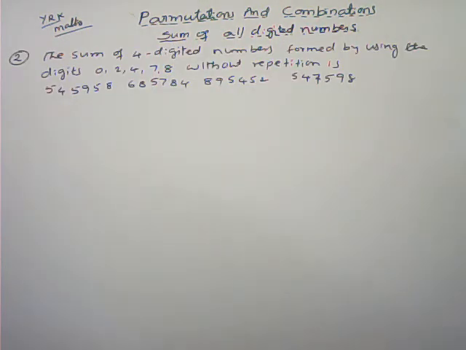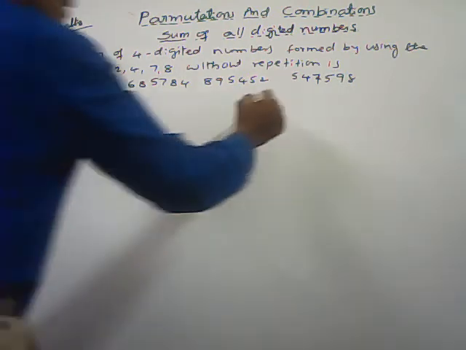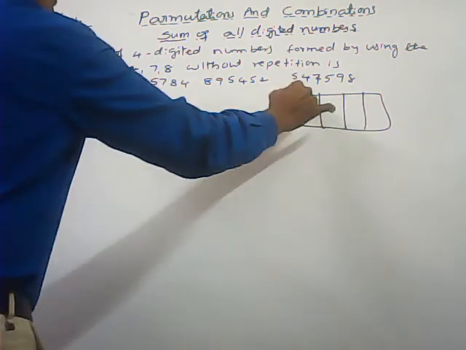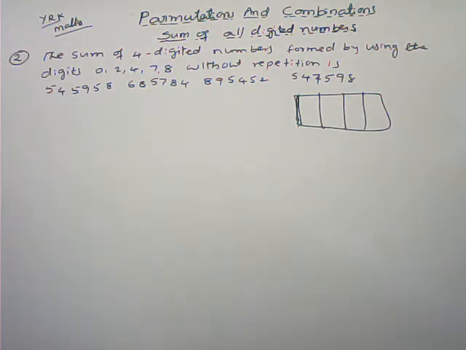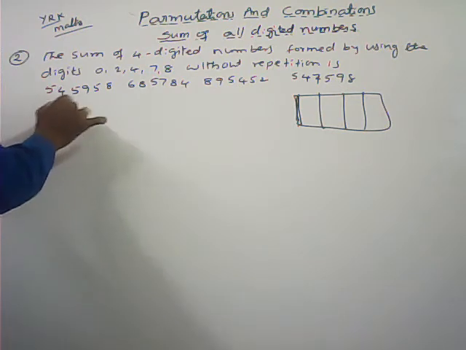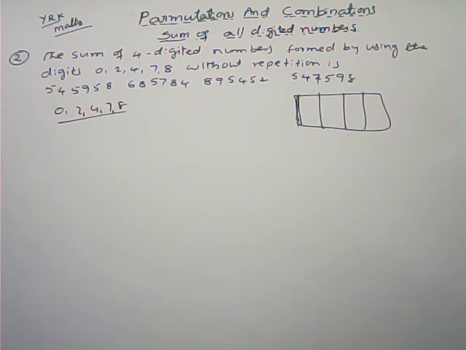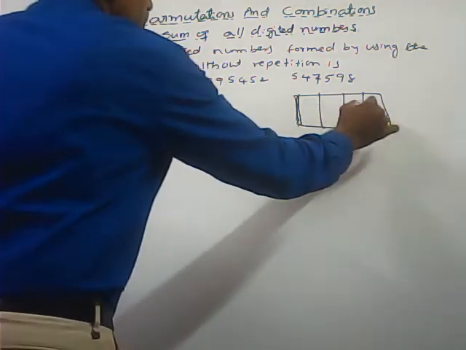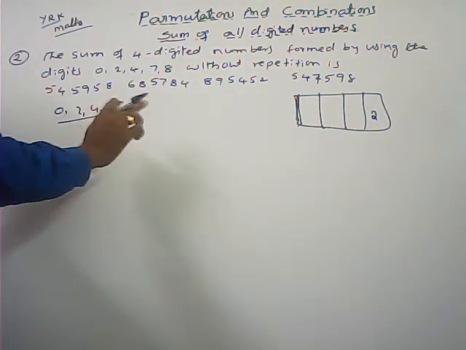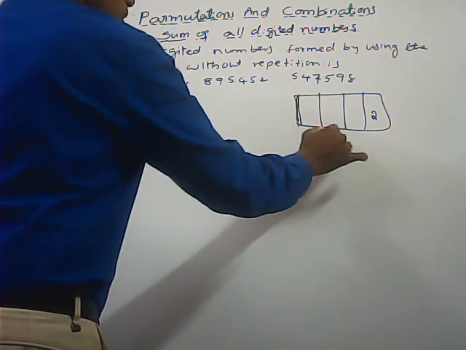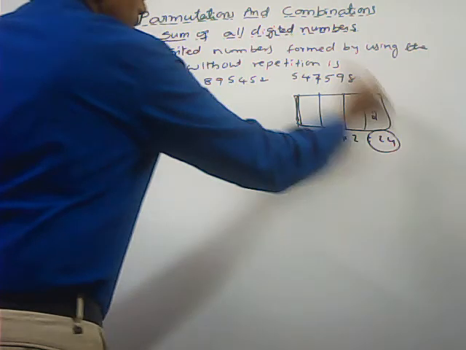Next one, the sum of 4-digit numbers. Here also we want 4-digit numbers formed by using the digits 0, 2, 4, 7, 8, without repetition. Here also, whatever we did in the previous problem, like that only. For example, if I keep 2 there, here 4 ways, here 3 ways, here 2 ways, total 24 are there.